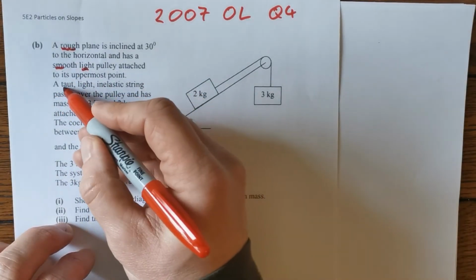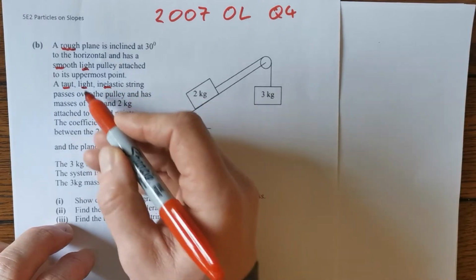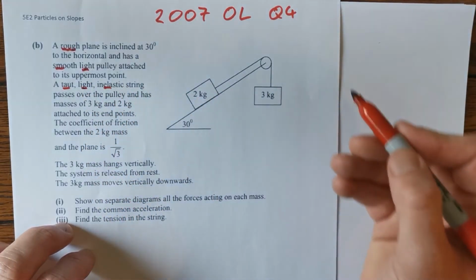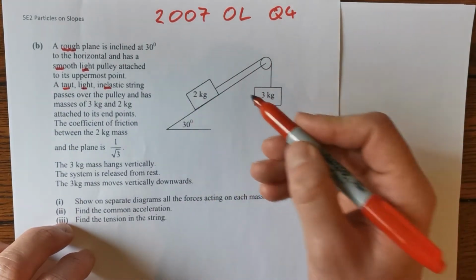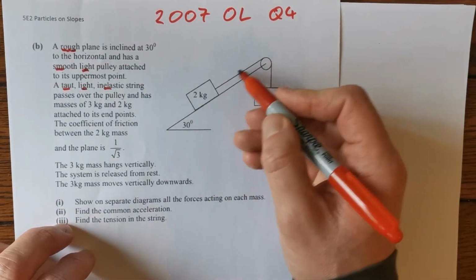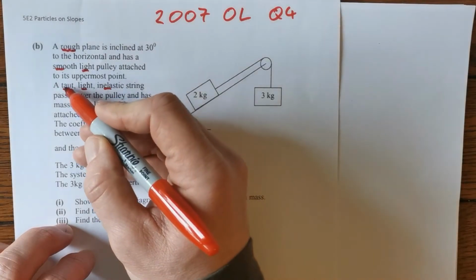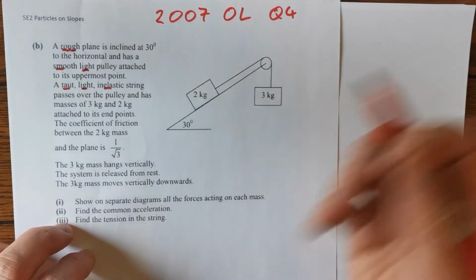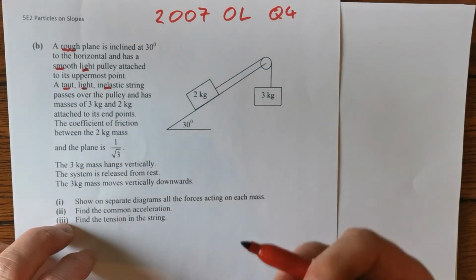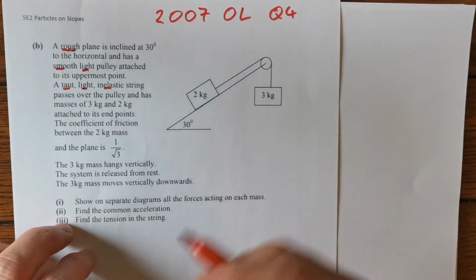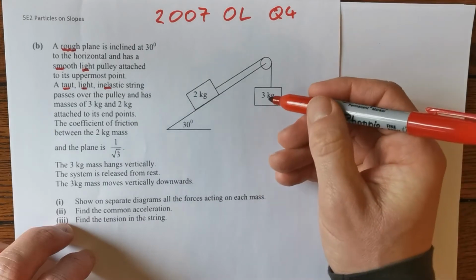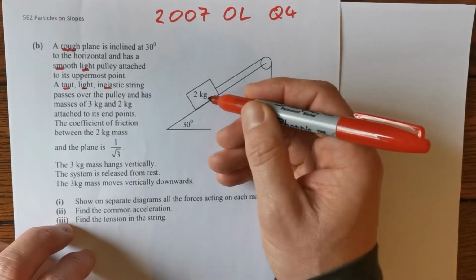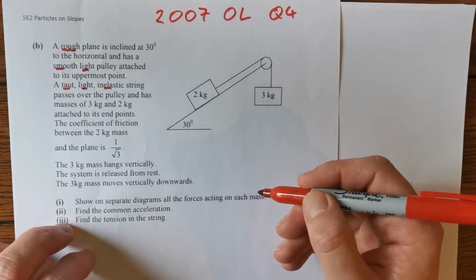A taut, light, inelastic string. Light meaning mass is negligible. Inelastic means it's not stretching, it's fixed length. The tension throughout the string will be constant. It's taut, it's not loose, so it's not suddenly going to drop and then snap the string and create an impact or a collision. It's just something running smoothly. Every time the 3 kilogram mass moves down, the 2 kilogram mass will move up.